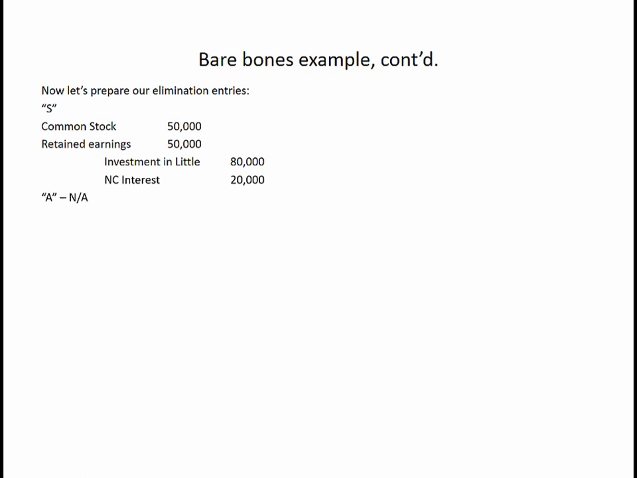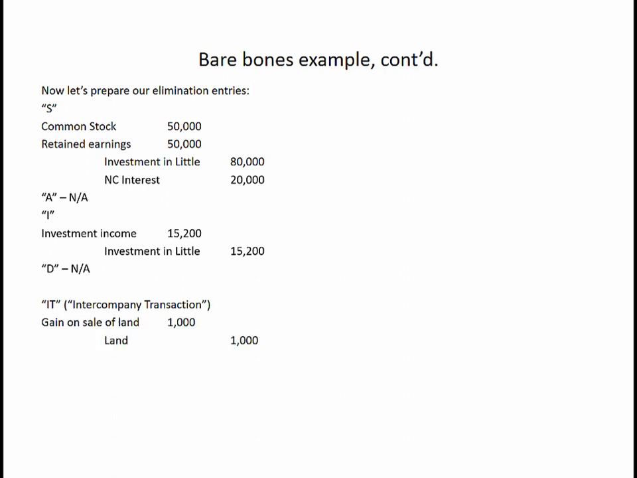A for amortization is not applicable. I for investment income, again we saw in the previous slide that investment income totaled out to $15,200. That needs to be eliminated. D for dividends, not applicable. And now we have this new entry, this intercompany transaction entry, the sale of land. So just call that IT, I suppose. Again, you can use whatever letter you wish for the acronym.